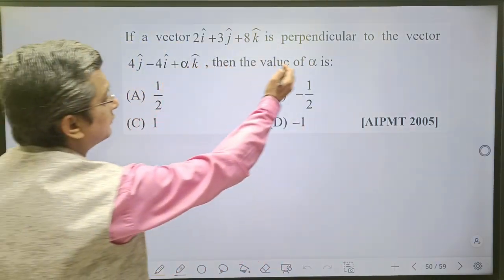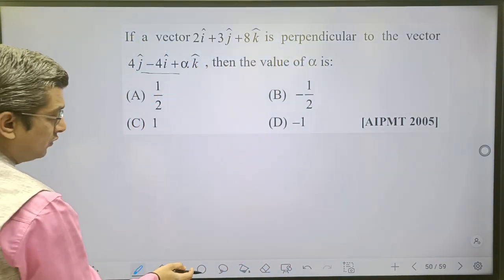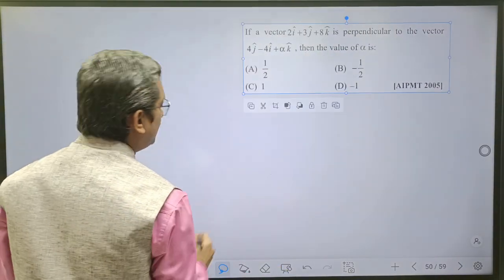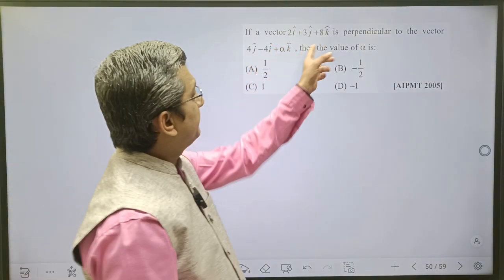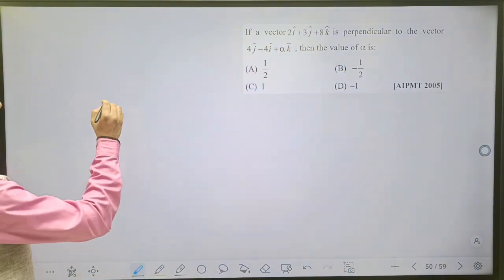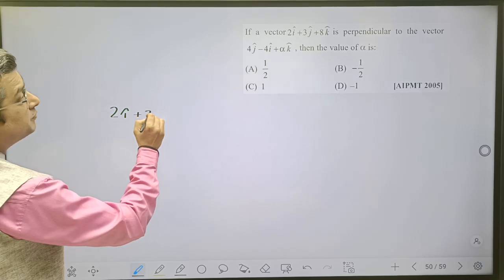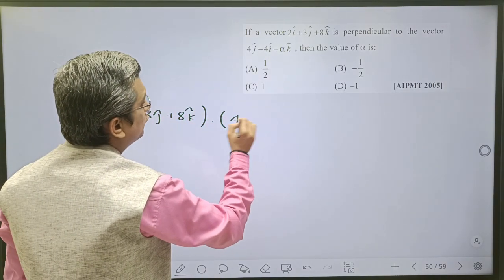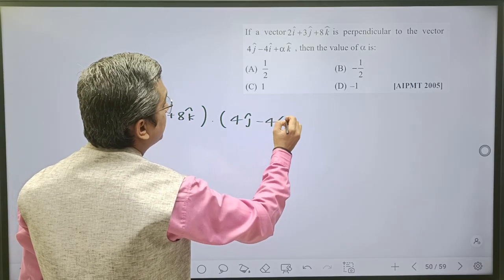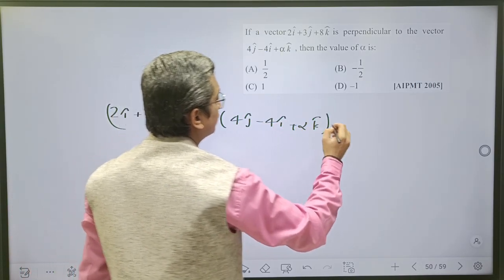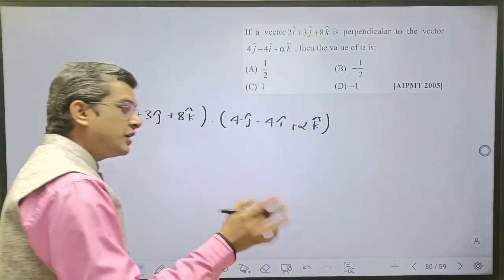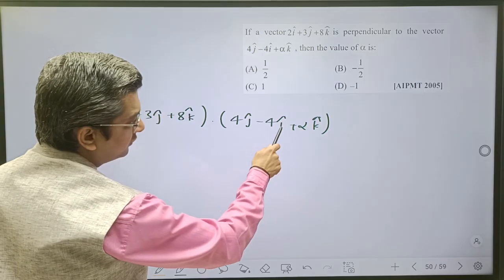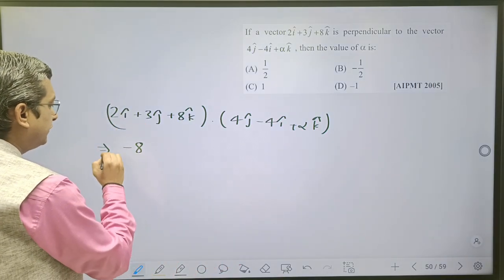If a vector 2i cap plus 3j cap plus 8k cap is perpendicular to this vector, you have to find the value of alpha. Dear students, if these two vectors are perpendicular, their dot product must be equal to 0. That is, 2i cap plus 3j cap plus 8k cap dot 4j cap minus 4i cap plus alpha k cap should be equal to 0 if they are perpendicular to each other. So let us find this. The coefficient of i cap is 2, and here the coefficient of i cap is minus 4, so this will become minus 8, isn't it?